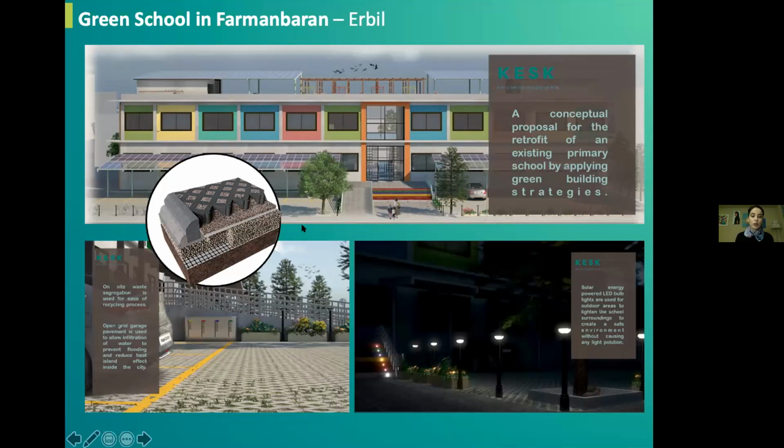I'm not going to go through so many details, but I'm just going to show one of the solutions we use, which is open grid pavement. So the rainwater is going to be absorbed directly to the earth. We do not have any flooding or runoff issues. We use solar energy powered LED bulbs for the lights outside during the night. Doesn't consume much energy. We don't need much energy at all, just enough to keep the place lightened and safe.